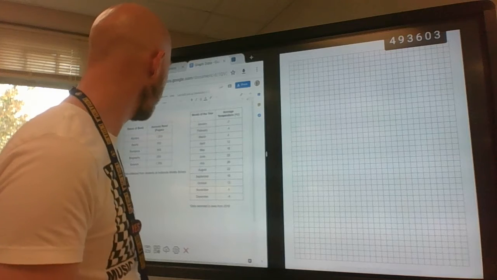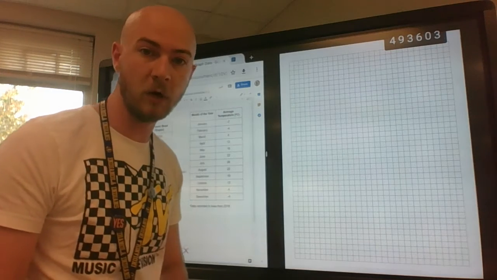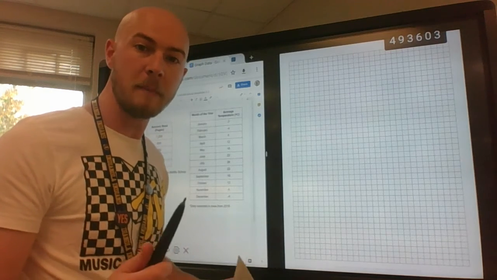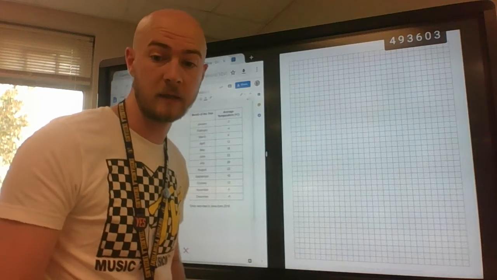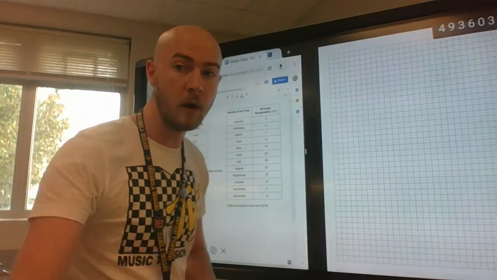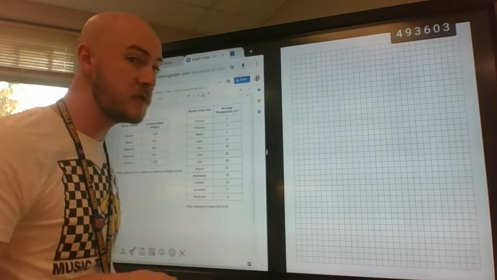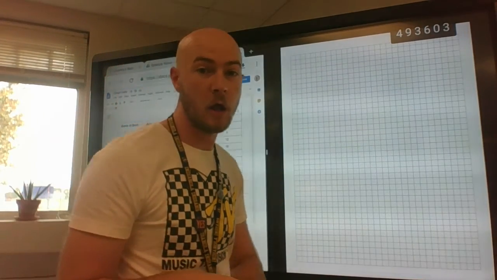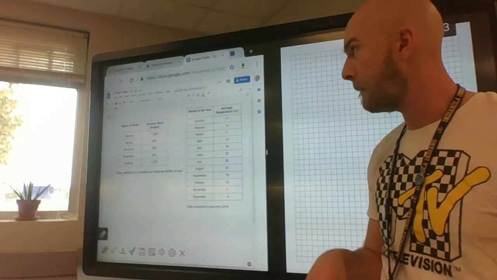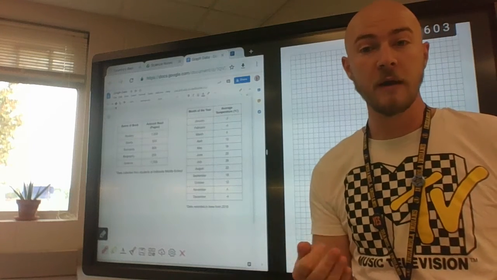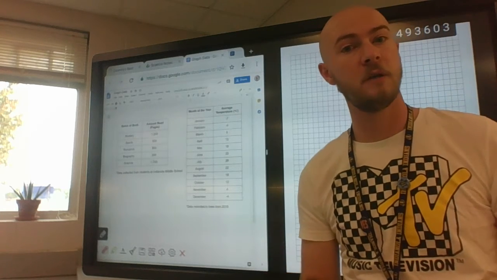All right, so we're going to start off with the data that says genre of book and amount of read pages, and we're going to make this graph by hand. Before I make this graph, the first question I'm going to ask myself is, what type of graph am I going to make? If you think back to our graphing notes, our three types of graphs are bar graphs, line graphs, and pie charts.